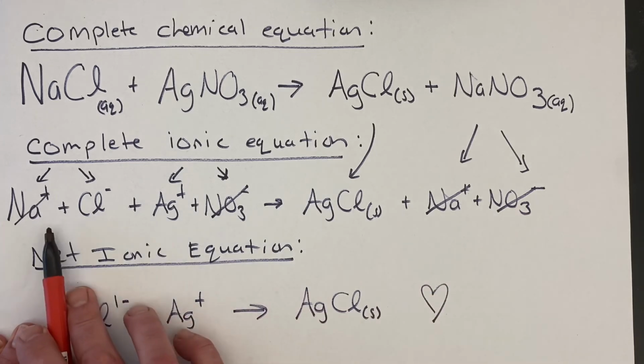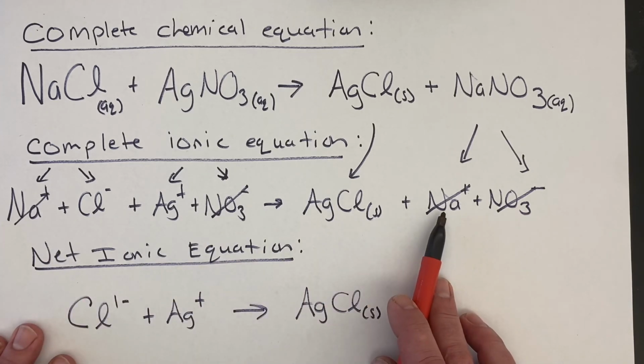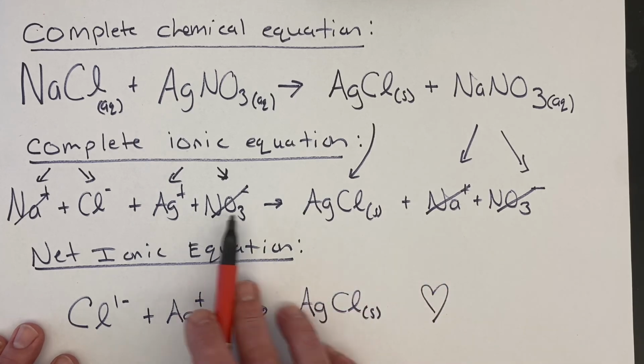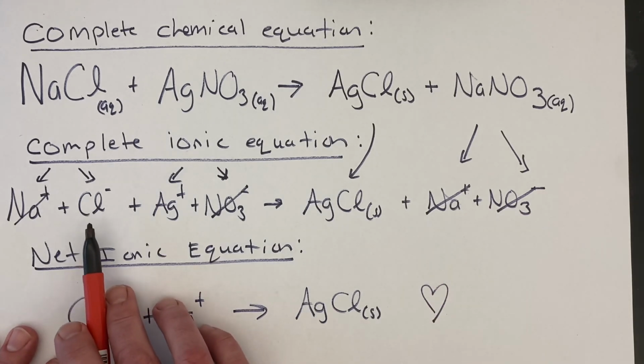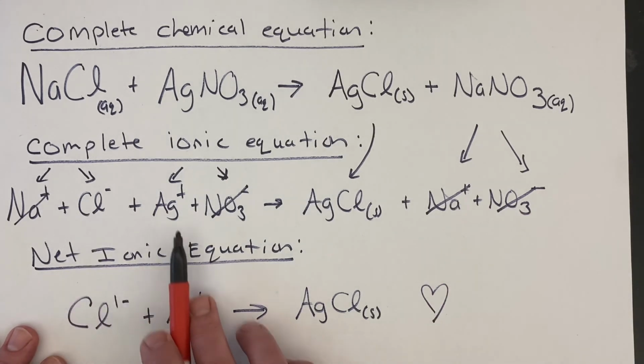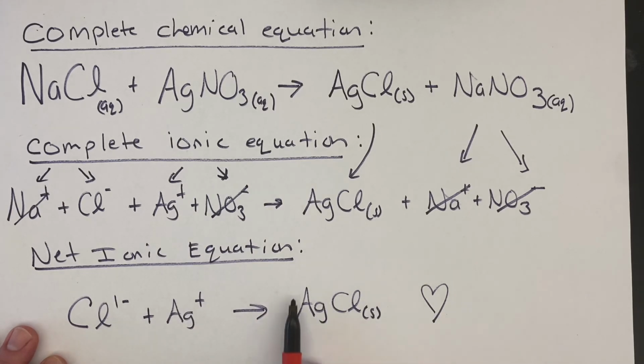And we notice that the sodium stays by itself on both sides of the arrow, so we get rid of that. That's a loser ion. And the nitrate also stays by itself on both sides of the arrow, so we get rid of that as well. What remains is the true love that happens when chlorine and silver get together in the beaker and form the solid silver chloride.